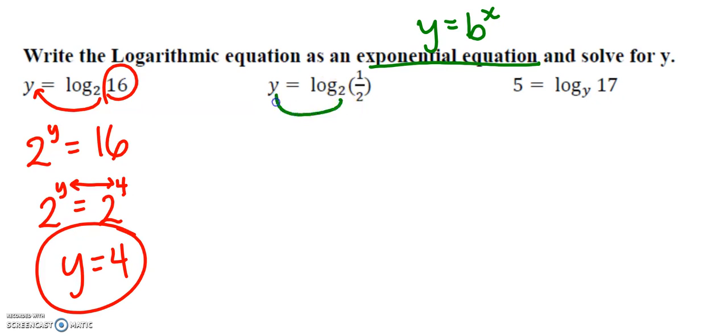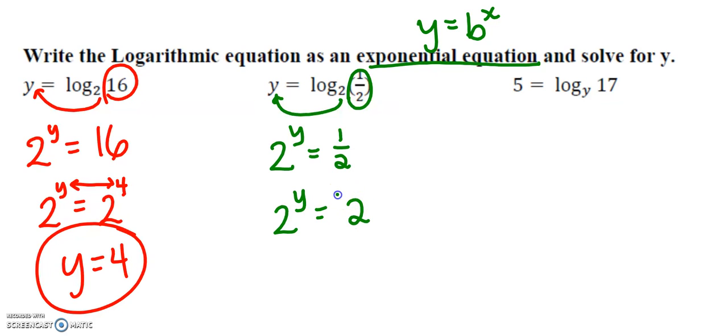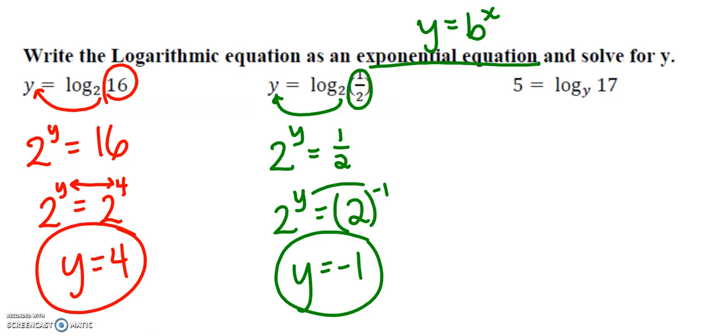Here, 2 to what power equals 1/2? Well, 1/2 I could write as 2 to the -1, which means that y has to be equal to -1.